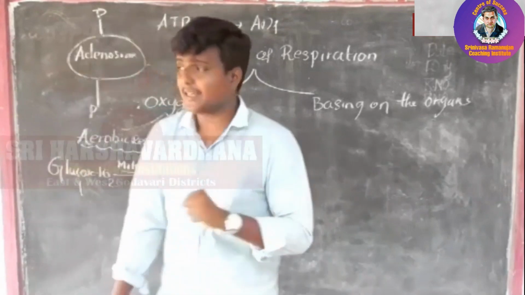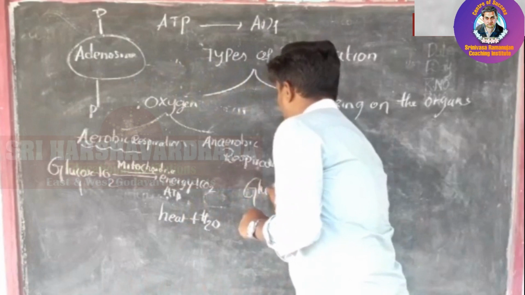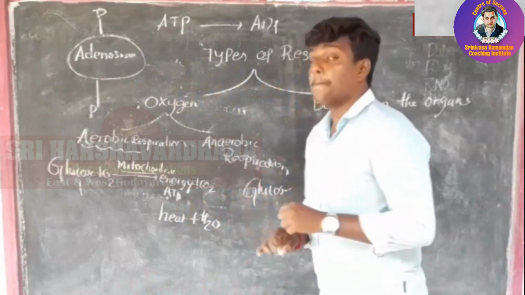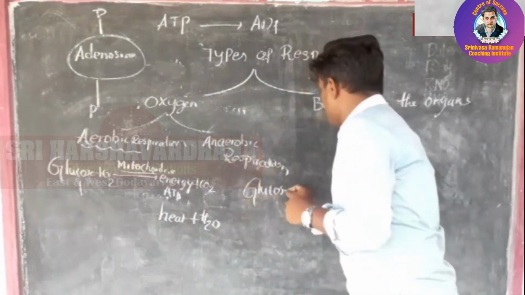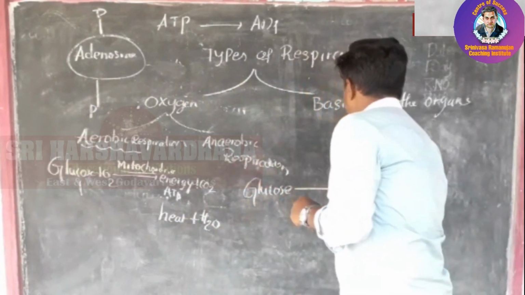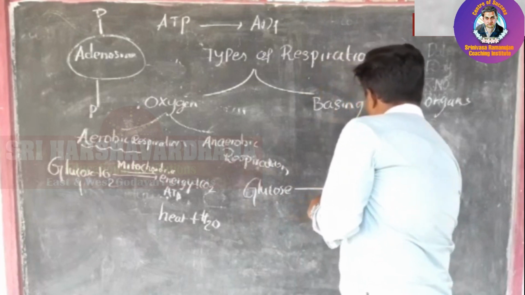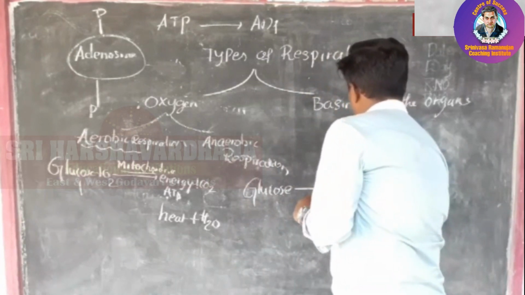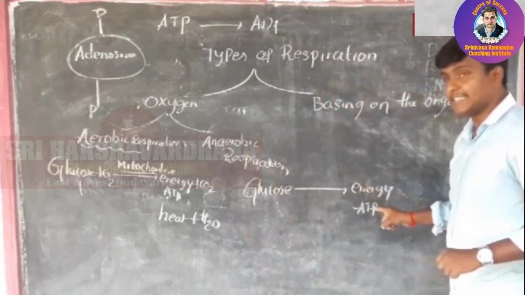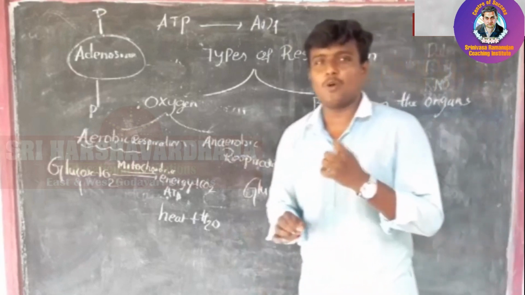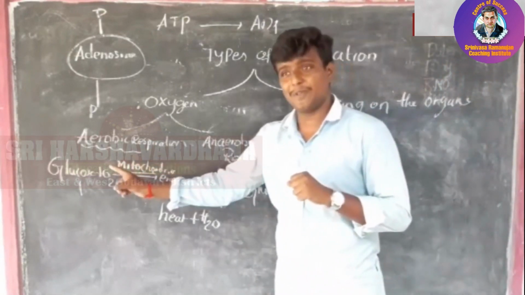But in anaerobic respiration, glucose liberates energy without the presence of oxygen. Without oxygen, it can release energy, and that energy is denoted as ATP. So immediately you get one doubt: Sir, you said that in respiration the glucose will be broken down.